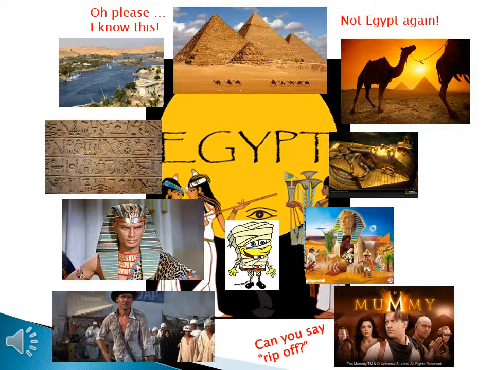And today we're going to take what you've learned and a little of what you didn't know, and we're going to use Egypt to study the characteristics and effects we find in all civilizations. With that said, go to the next slide.